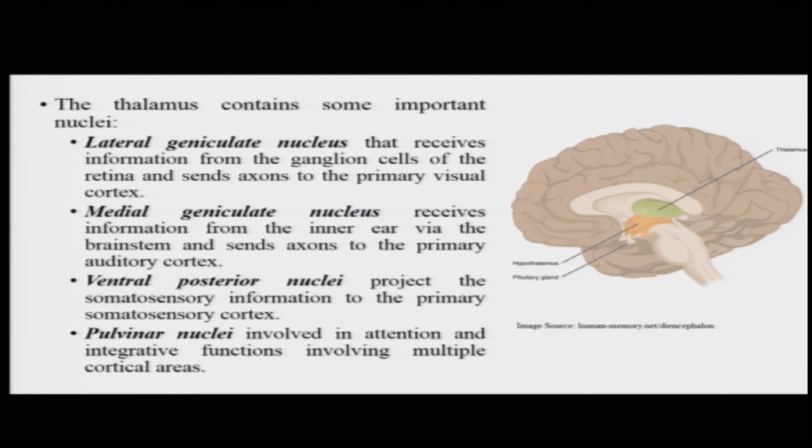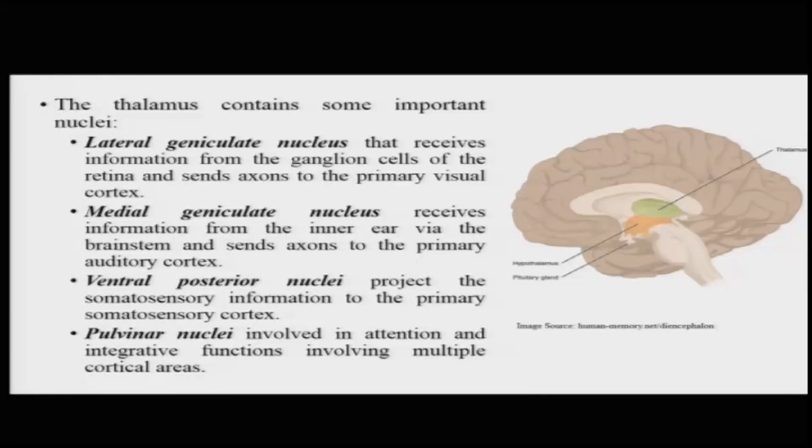Now, the thalamus contains some important sets of nuclei. One of them is the lateral geniculate nucleus. The lateral geniculate nucleus receives information from the ganglion cells of the retina at the back of the eyes, and it sends axons to the primary visual cortex. So, through the thalamus it sends these connections to the primary visual cortex. Then there is the medial geniculate nucleus, which receives information from the inner ear and sends axons to the primary auditory cortex.